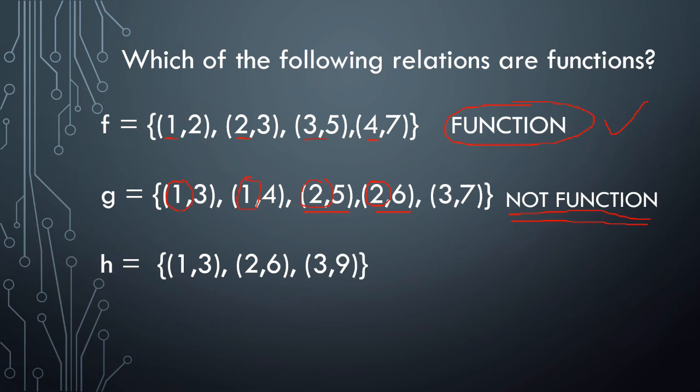Next, we have relation H. The given ordered pairs are (1, 3), (2, 6), and (3, 9). Is it a function or not a function? Yes, it is a function. Why? Because no two ordered pairs of the given relation have the same x value. The x values are 1, 2, and 3. Therefore, relation H is a function.